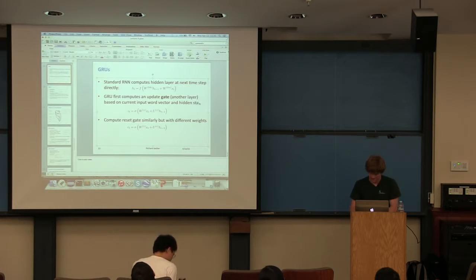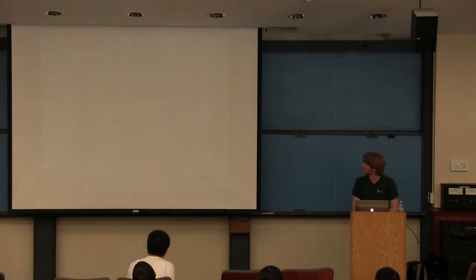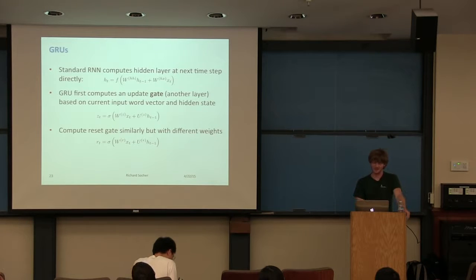The hidden state of the previous time step. And the reset gate will be computed similarly, but with different weights. So here we have our superscript again, and basically our update gate will use WZ and UZ, and our reset gate will use WR and UR. But the inputs to both of those are the same.